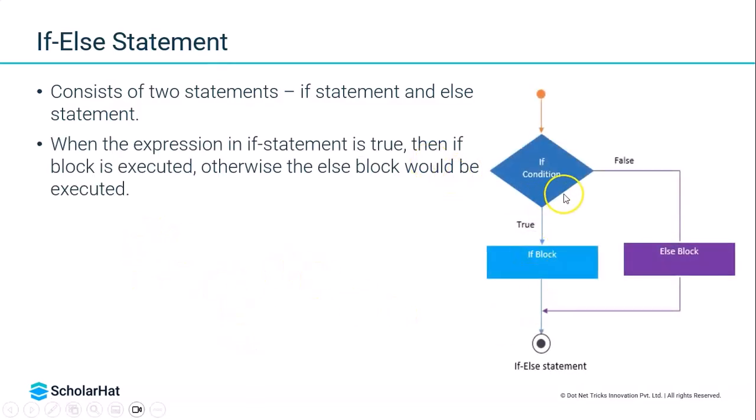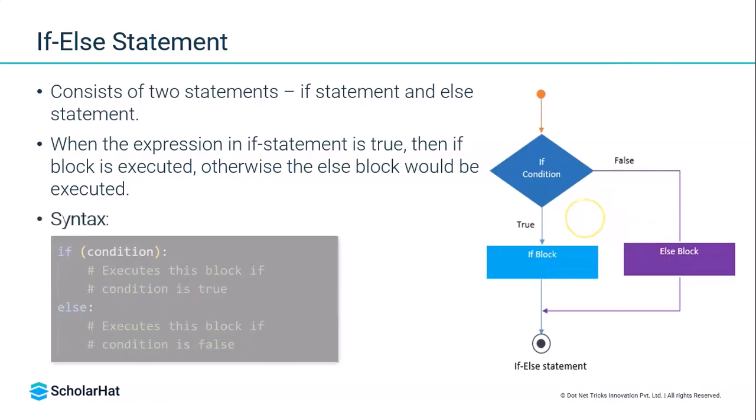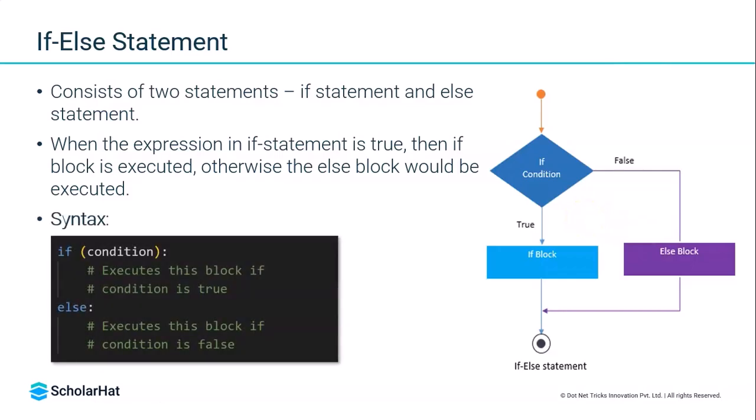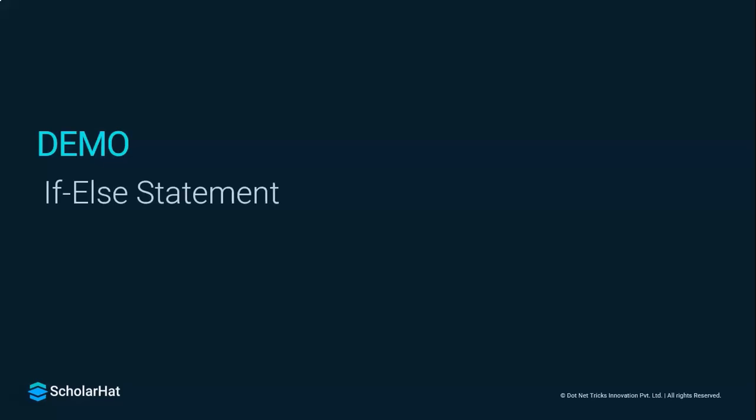So you can see that if the condition is true, then the if block is executed. If the condition is not true, it is false, then the else block is executed automatically. You do not need to give the otherwise condition. And this is how the syntax has to be written. Let me help you out with an example.